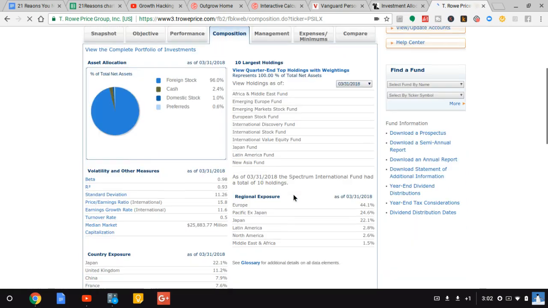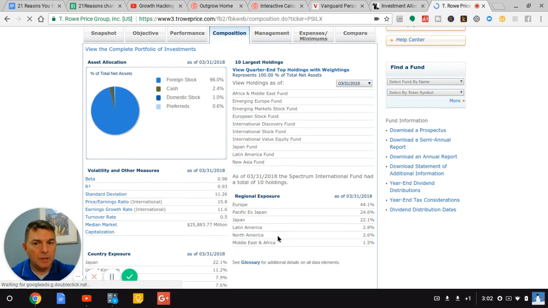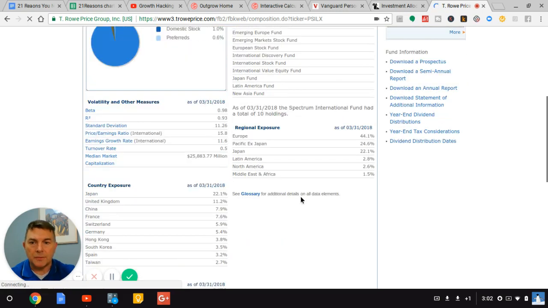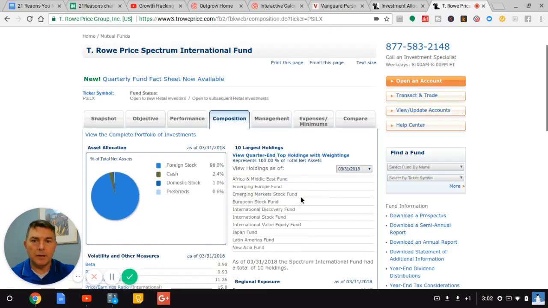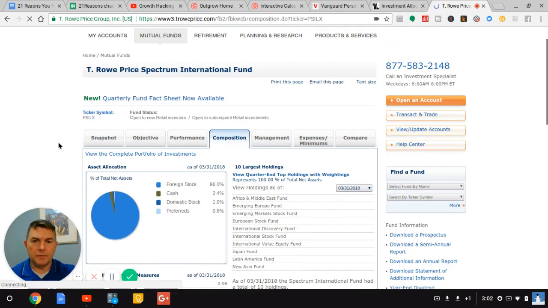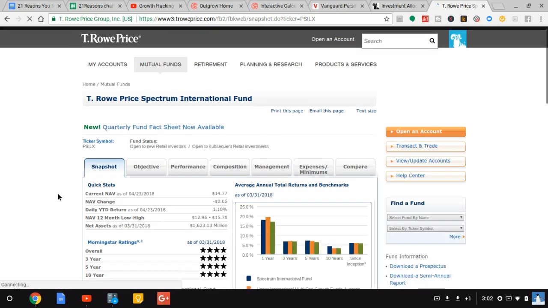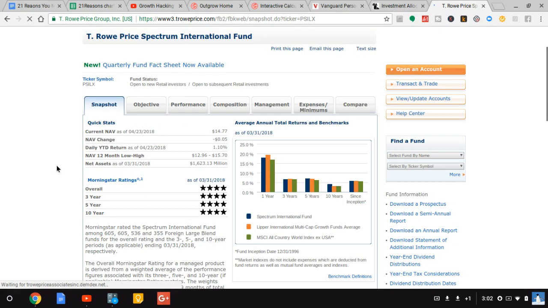Okay, so they got Europe, Pacific, Japan, so a little bit in emerging markets, not much. So this is a developed international fund. Let's just see what the fees are on this guy real quick, because we looked at the USAA Emerging Markets Fund. That was pretty high. Expenses right here is what we want.